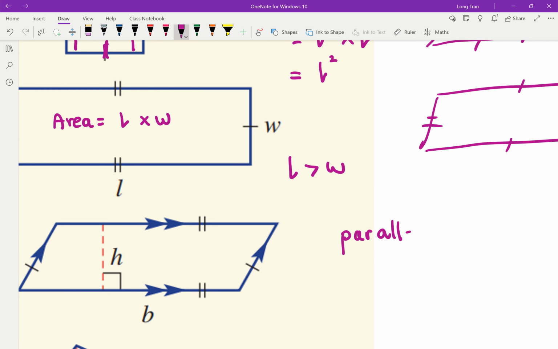P-A-R-A-L-L-E. Very good. Parallel, so spell parallel first, and then ogram. Okay, parallelogram. All right.